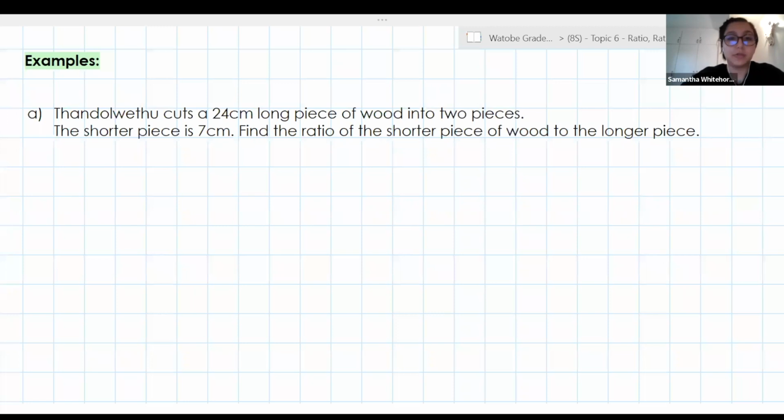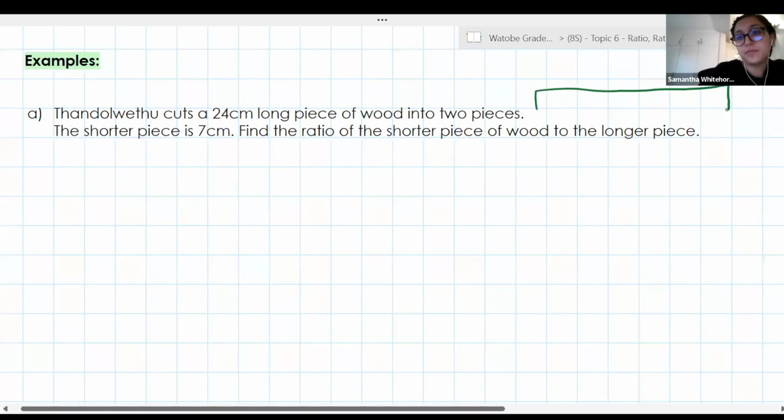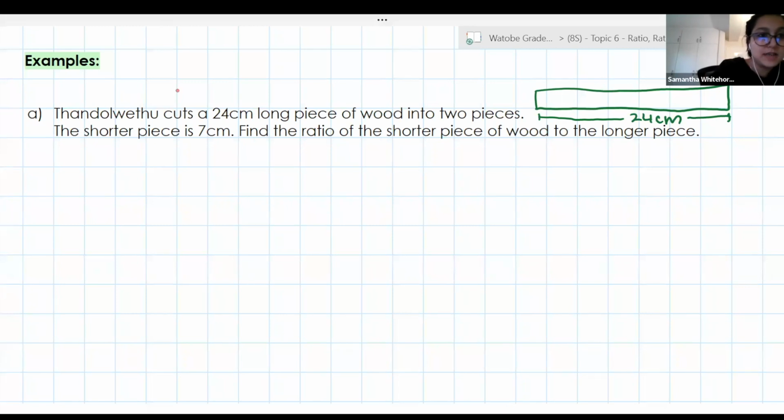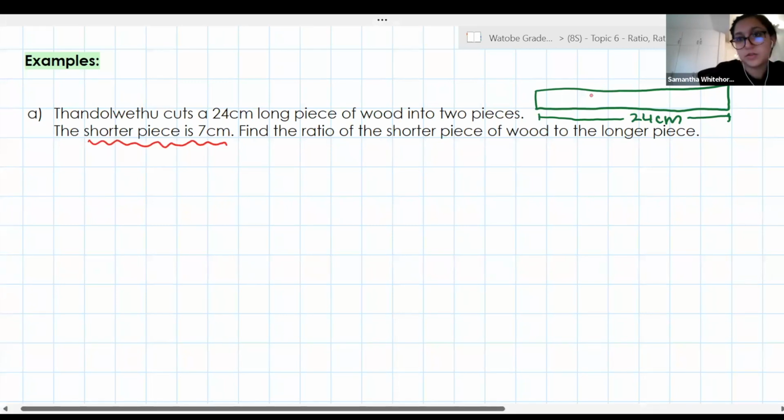So I'm going to read this with you. Tanuetu cuts a 24 centimeter long piece of wood into 2 pieces. So let's just ignore the second sentence for a second and visualize for ourselves what this is. We have got a piece of wood, and the whole piece of wood is 24 centimeters. I am cutting it into 2 pieces. I've got a shorter piece that is 7 centimeters. So there's my shorter piece, which is 7 centimeters. And then I've got my longer piece.